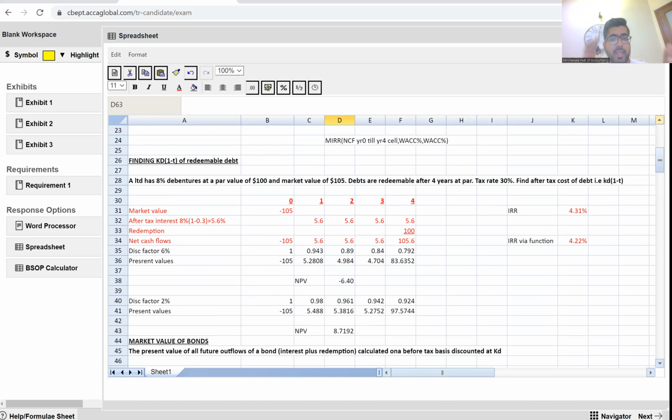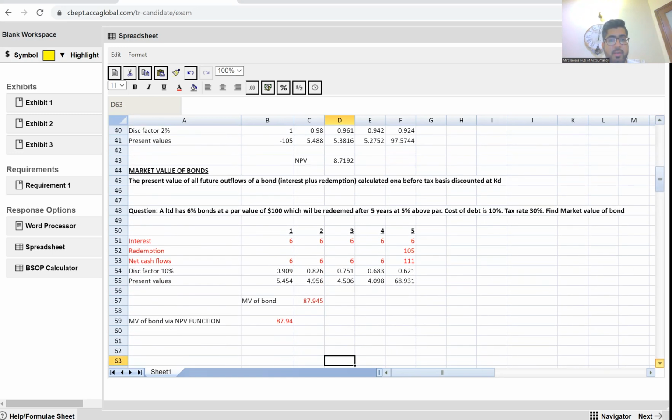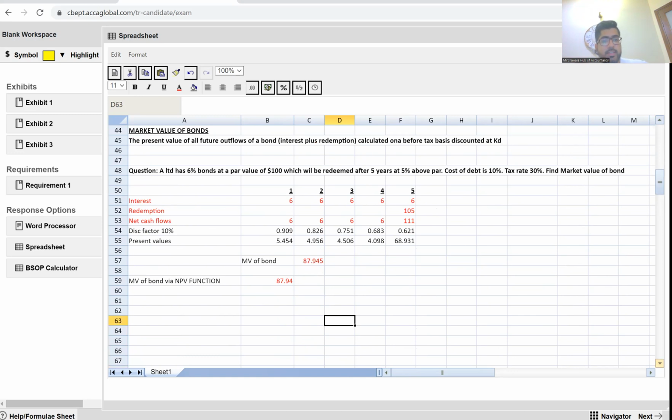Stop at NCF. And you know cost of debt is via IRR. Directly apply the IRR function: equals IRR, NCF from year 0 to the last year. And similarly, market value of bond is the present value of 2 outflows, interest and redemption, discounted at KD. No need to apply discount factor, stop at net cash flow and apply the NPV function. Okay. Any questions till now, please tell me. And then I will tell you one last thing regarding professional skills.